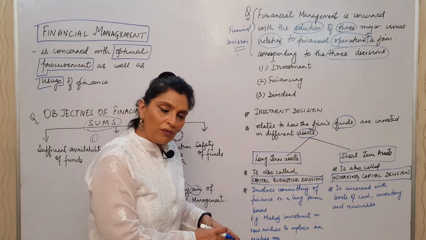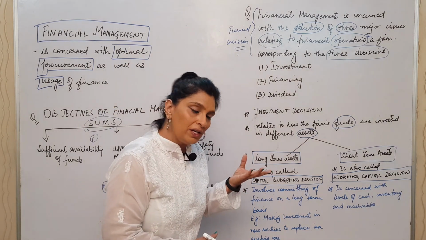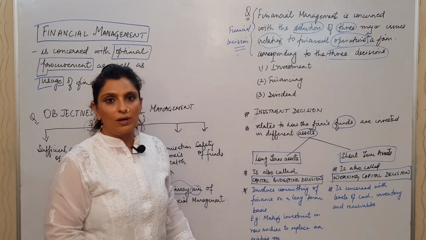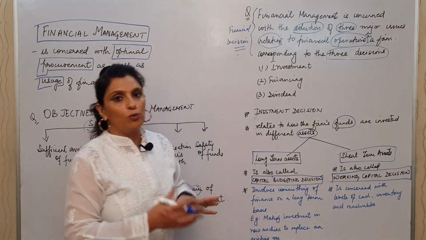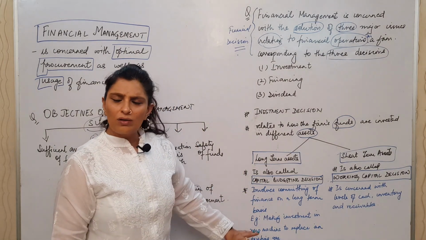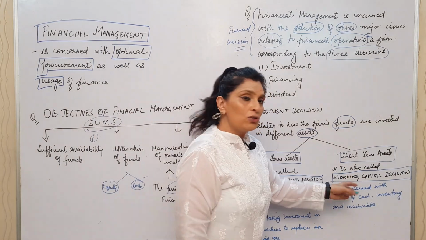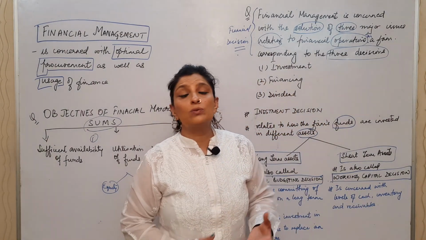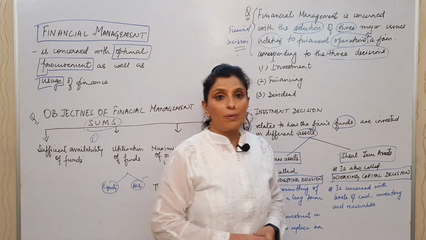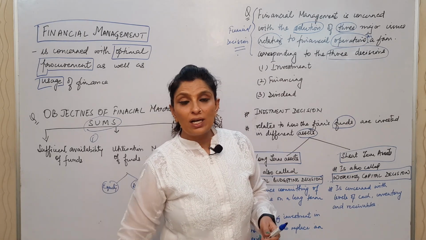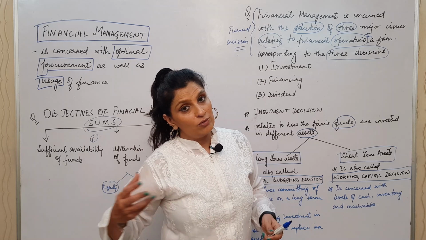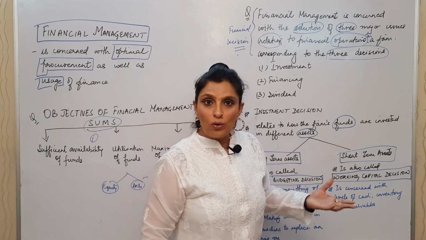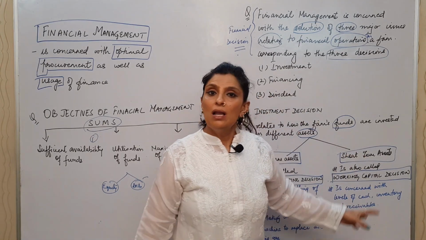Now, when you put your finance for a very long-term basis, more than 5 years, it is long-term assets like making investment in a new machine to replace an existing one. So when your machinery gets obsolete and you replace it with a new one, that's a very long-term asset decision. Short-term is also called working capital, which is concerned with levels of cash, inventory, and bill receivables. Working capital is required for day-to-day expenses. You need cash, sometimes you have debtors, and sometimes you have inventory. All these constitute the working capital decision.